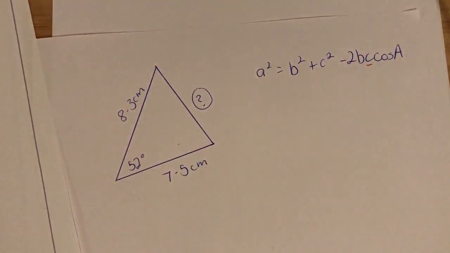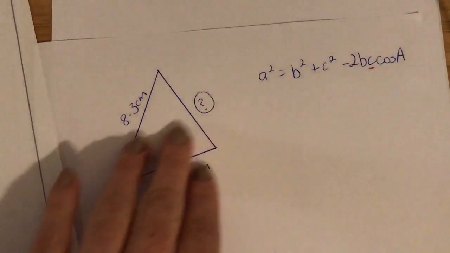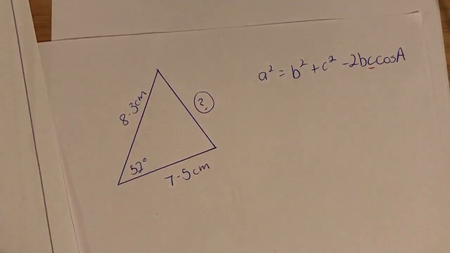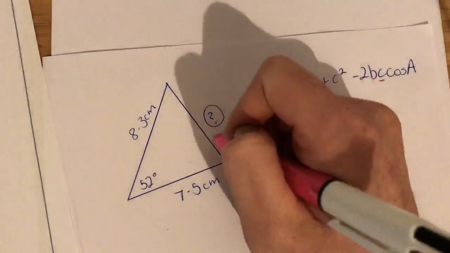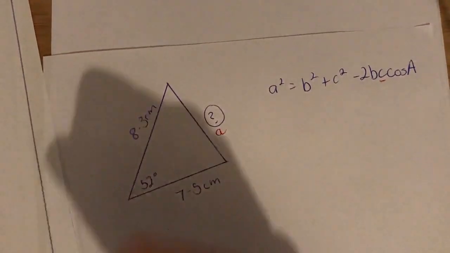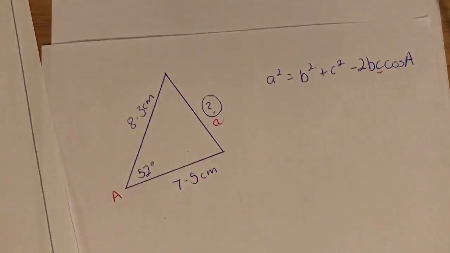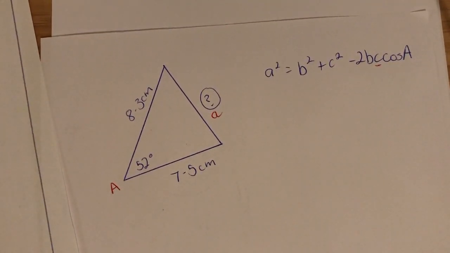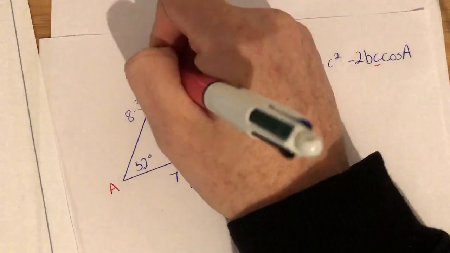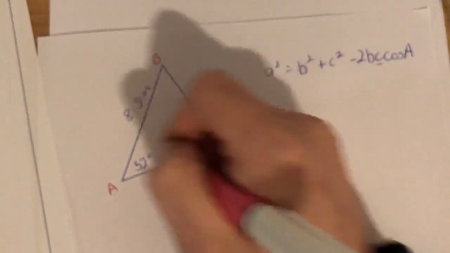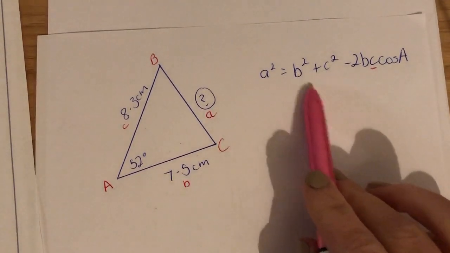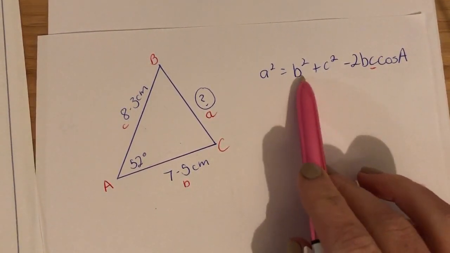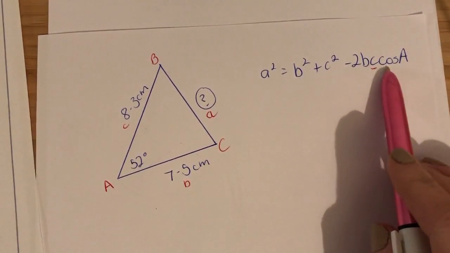Just be careful there. Right, these sides aren't labelled right now, so I'm just going to set them up and label them the way that I would quite like it to be, because this is saying a squared, A being the one we're looking for. So I'm going to call this A, which means I'm going to then call that angle A. The other two don't really matter so much, so I'm going to call this one B, and I'm going to call this one C. Okay, so a squared equals b squared plus c squared. You need the other two sides, minus 2bc cos A.